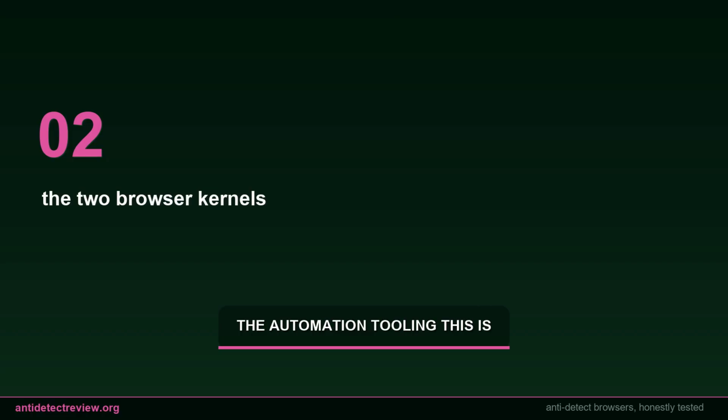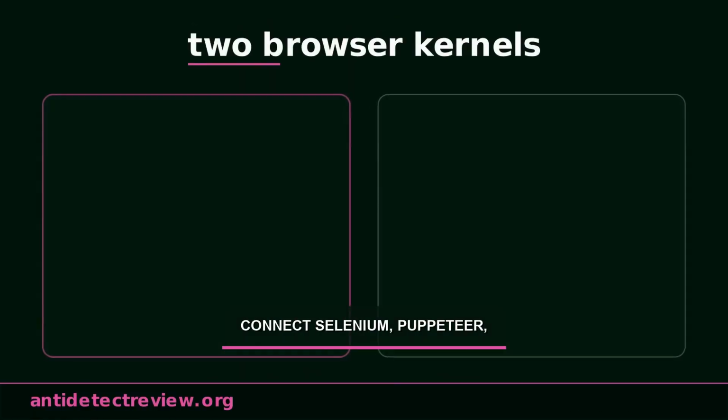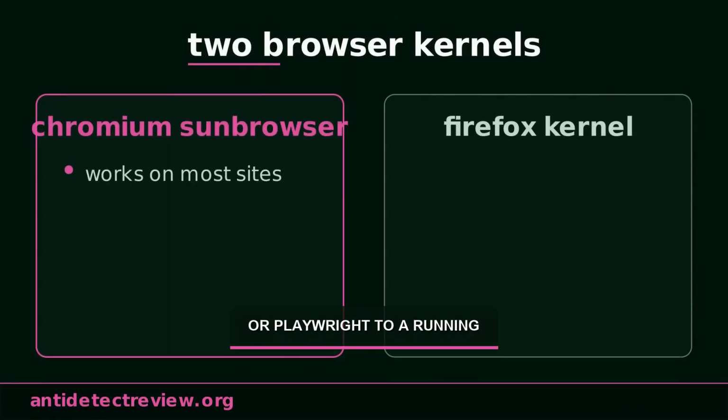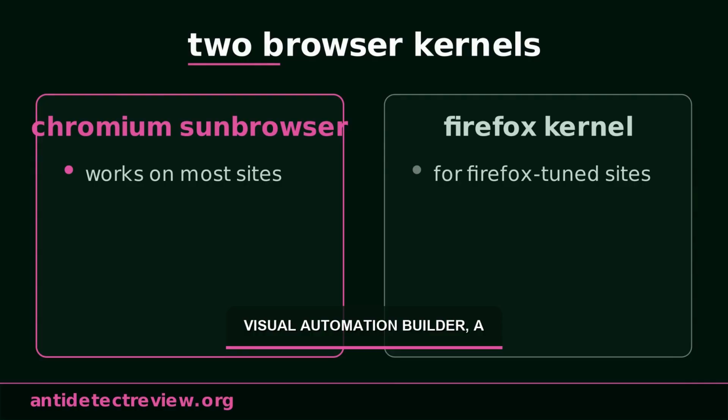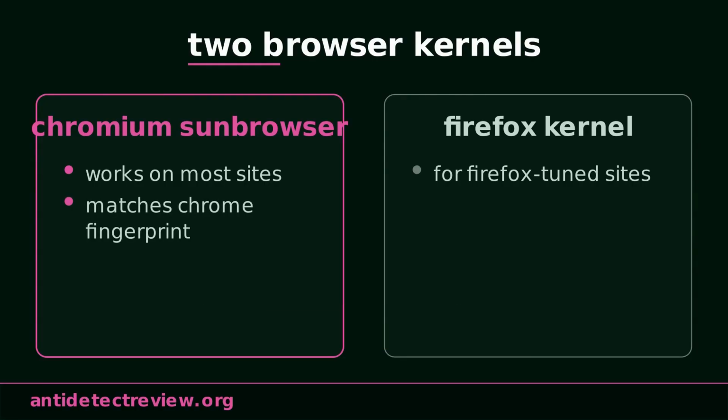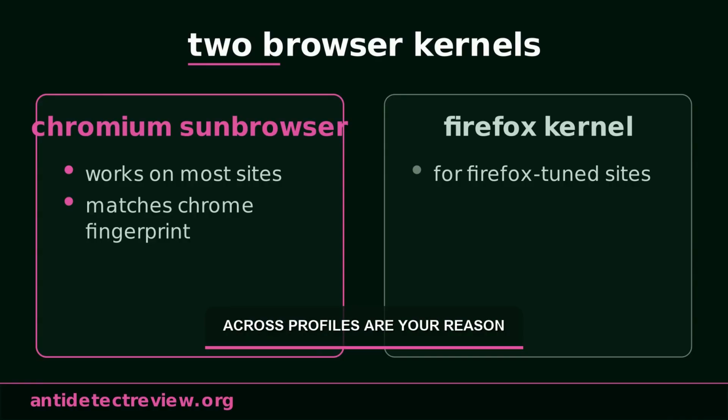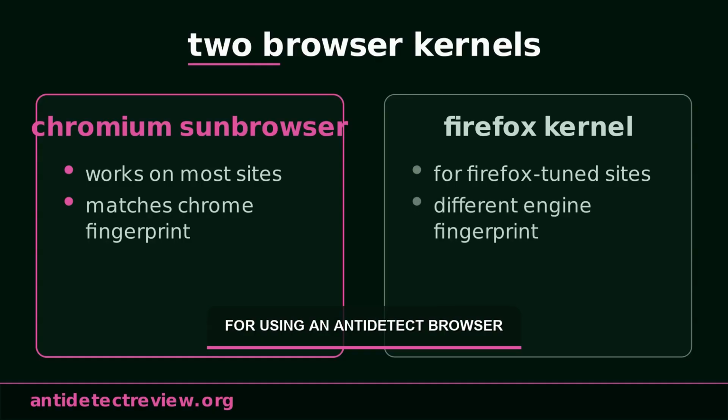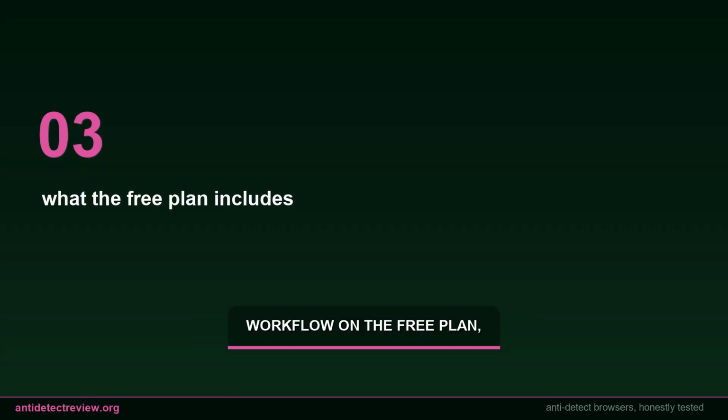The automation tooling, this is where AdsPower stands out even at the free level. It exposes a local automation interface, so you can connect Selenium, Puppeteer, or Playwright to a running profile and drive it with code. It also ships a visual automation builder, a robot-style tool, for people who would rather assemble steps than write scripts. If repetitive, scripted actions across profiles are your reason for using an anti-detect browser at all, AdsPower lets you prototype that workflow on the free plan, which is a real advantage over tools that gate automation behind payment.